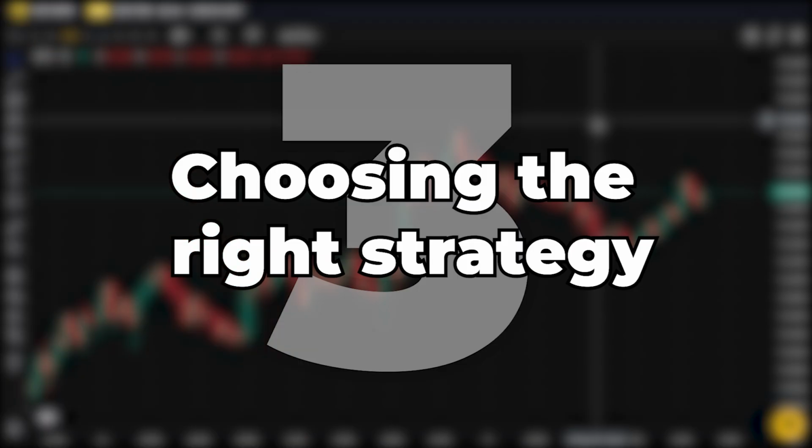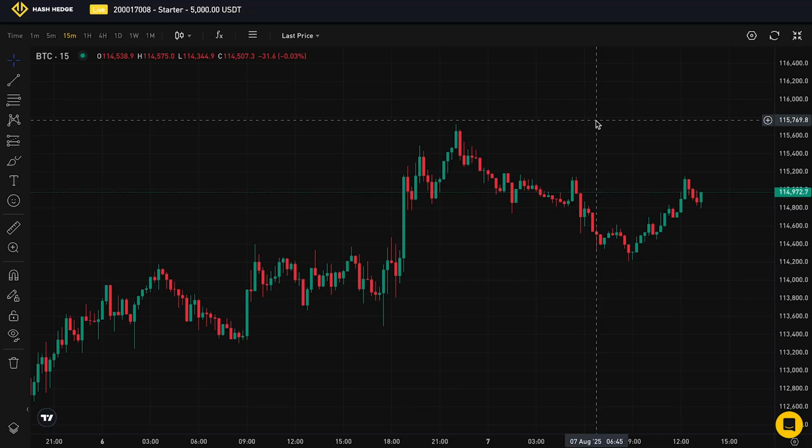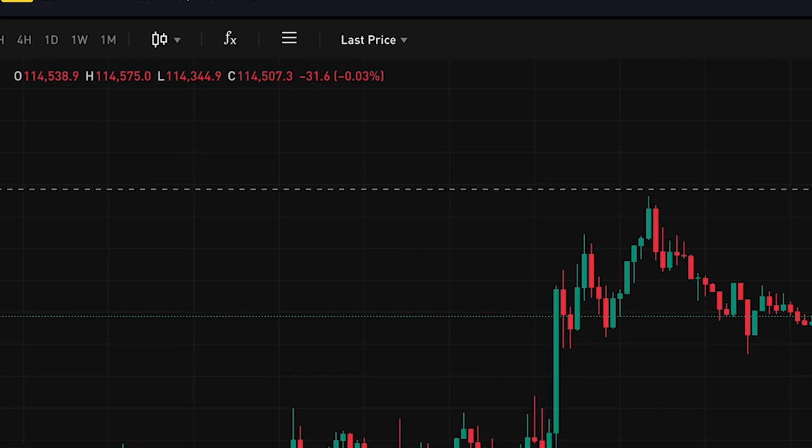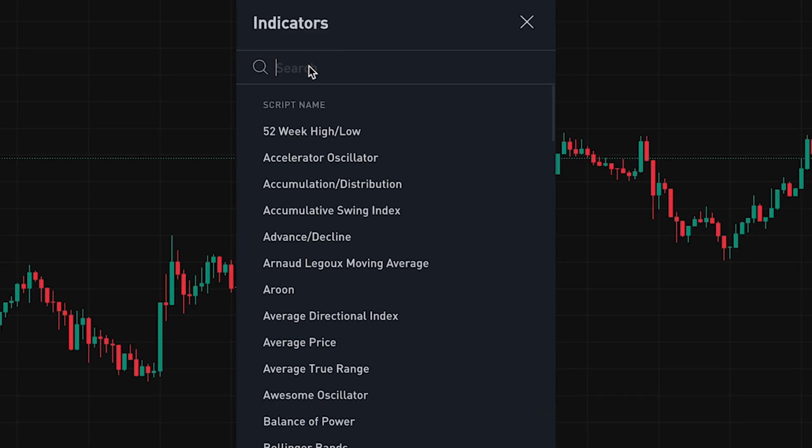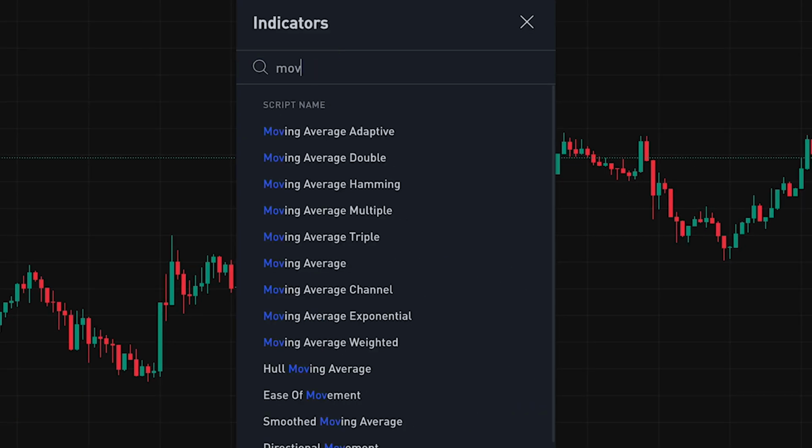The next very important point is choosing the right strategy. And here I want to remind you that in technical analysis, in fundamental analysis, a complex strategy does not mean a good strategy. You can choose the simplest conditional strategy, let's say a moving average strategy. Let me show you just by example.